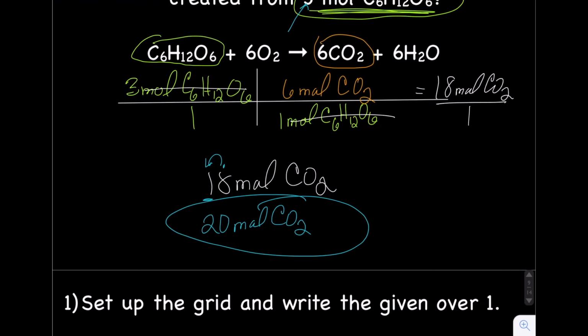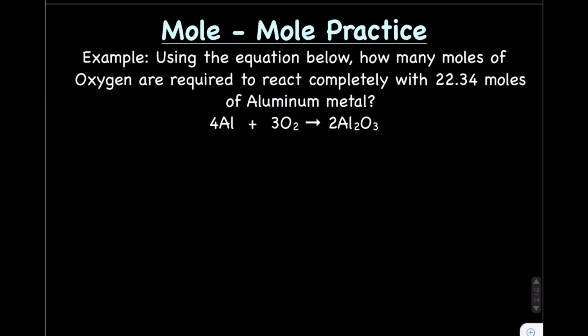And that's really all there is to it. It's not much different than mole conversions, just a little bit more thinking, and you need to be a little bit more careful. So we're going to try another practice problem. All right, let's try another practice problem. So using the equation below, how many moles of oxygen are required to react completely with 22.34 moles of aluminum metal? And then I gave you the balanced equation down below. Now, if you think you might understand how to do this by watching the previous problem, hit pause. Try to do this without me, and then hit play and see how you did.